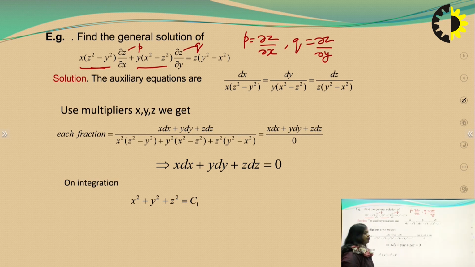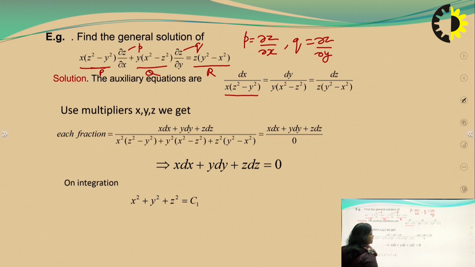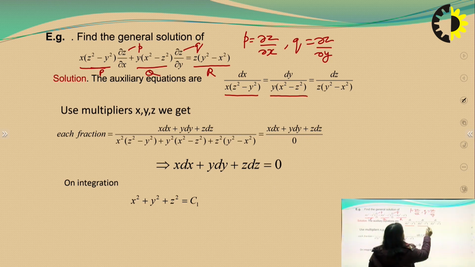So, if instead of p and q we have the equation written in del z by del x and del z by del y, they serve the same purpose as small p and small q. The right hand side is z into y square minus x square. Now I can clearly see that this is my capital P, this is my capital Q, and this is my capital R. So the auxiliary equations will be dx upon x into z square minus y square, that is capital P, dy upon y into x square minus z square, that is capital Q, and dz upon z into y square minus x square, that is capital R.